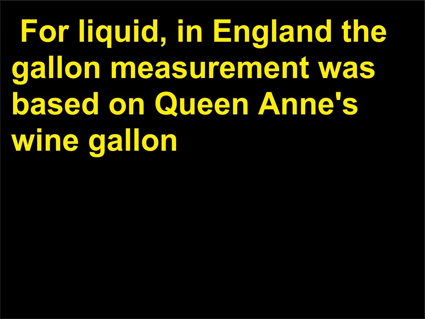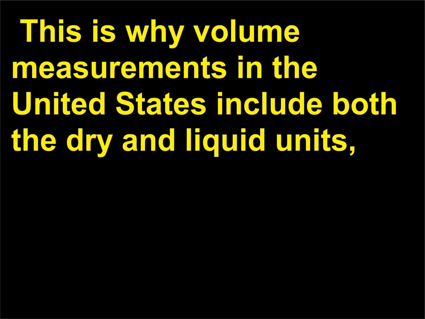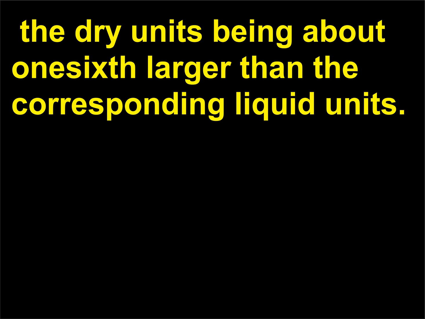For liquid, in England the gallon measurement was based on Queen Anne's wine gallon, also called the traditional British wine gallon, which measured exactly 231 cubic inches. This is why volume measurements in the United States include both the dry and liquid units, the dry units being about 1/6 larger than the corresponding liquid units.